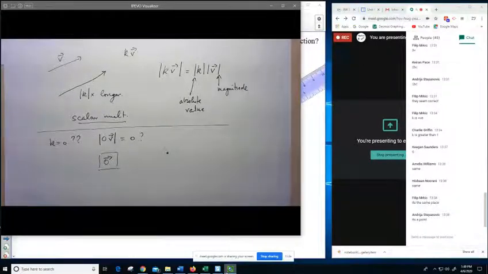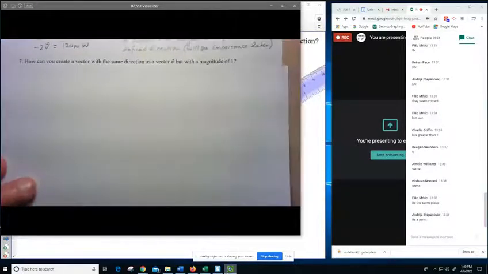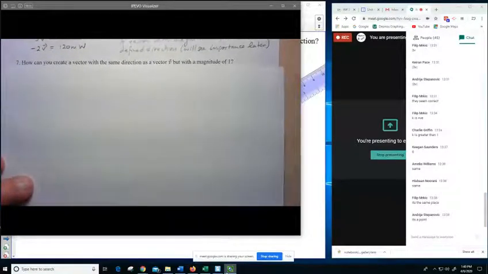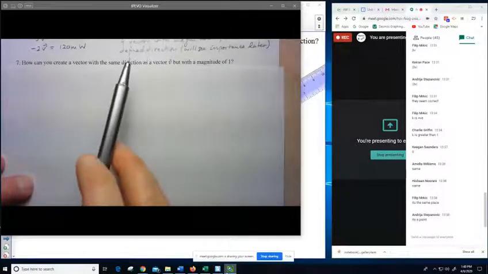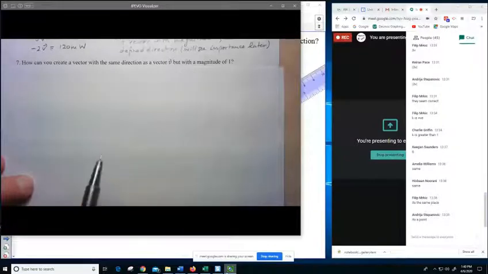All right. So I'm going to want you to think a little bit about the next question. The next question says, how can you create a vector? A little exercise, but it's going to turn out to be quite useful for us later on. It says, how can you create a vector with the same direction as v? So you're trying to create a new vector that has the same direction as some given vector, but has a magnitude of 1.